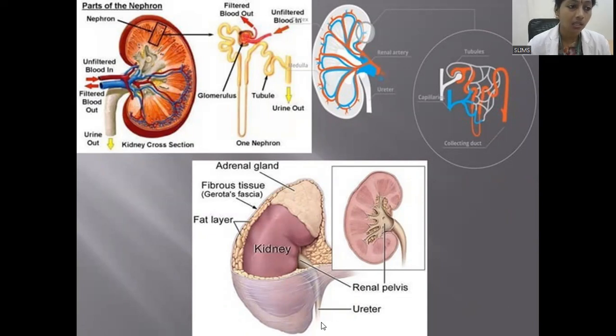Here we can see the renal artery as well as the renal vein, which act as the entry and exit of blood into the kidney. Here we have the ascending tubules as well as the descending tubules, where the blood is filtered and excretion takes place, that is, the urine is made. So this is the glomerular filtration.